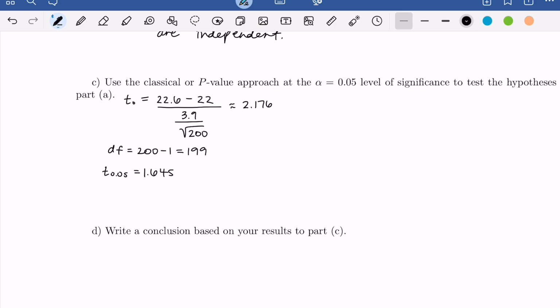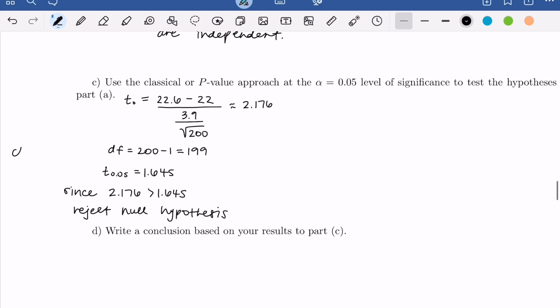1.645. Now, since our test statistic, the 2.176, is greater than our 1.645, our critical value, we're going to reject the null hypothesis. So since this is the case, we're going to reject. So this is our classical approach.